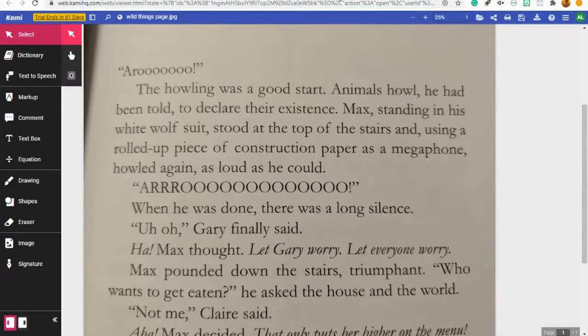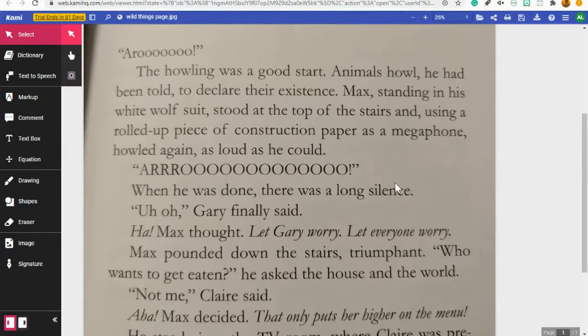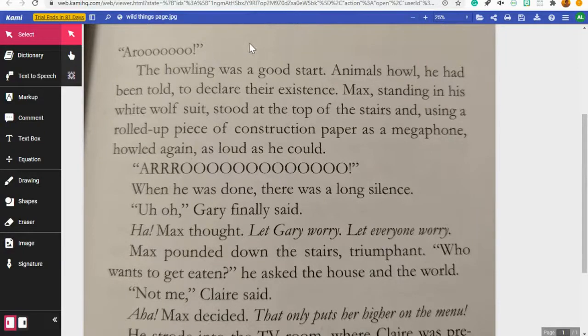And I like this too because they also have some character thought. And I like the way they have dialogue, action, and thinking. So he's howling. "Aroo!" The howling was a good start. Animals howl, he had been told, to declare their existence. Max, standing in his white wolf suit, stood at the top of the stairs and, using a rolled up piece of construction paper as a megaphone, howled again as loud as he could. "Aroo!" When he was done, there was a long silence. "Uh-oh," Gary finally said. Ha, Max thought. Let Gary worry. Let everyone worry.